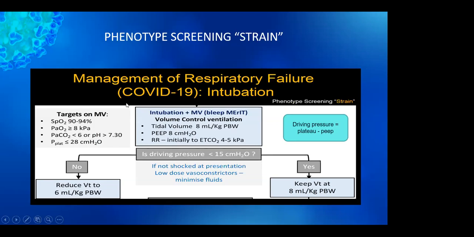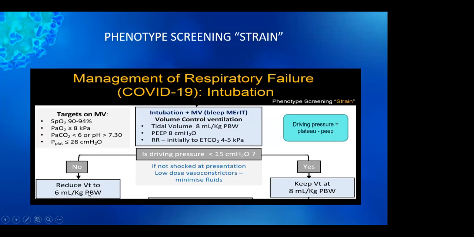And then, if they achieved these targets, they went on to check the driving pressure. Driving pressure is checked as plateau pressure minus PEEP, and it should be less than 15 centimeters of water. If the driving pressure is less than 15, it means we are achieving our targets, so they continued with that tidal volume of 8 ml per kg body weight. If they were not achieving this target, it means that with this pressure we are damaging the lung. So they reduced the tidal volume to 6 ml per kg body weight.